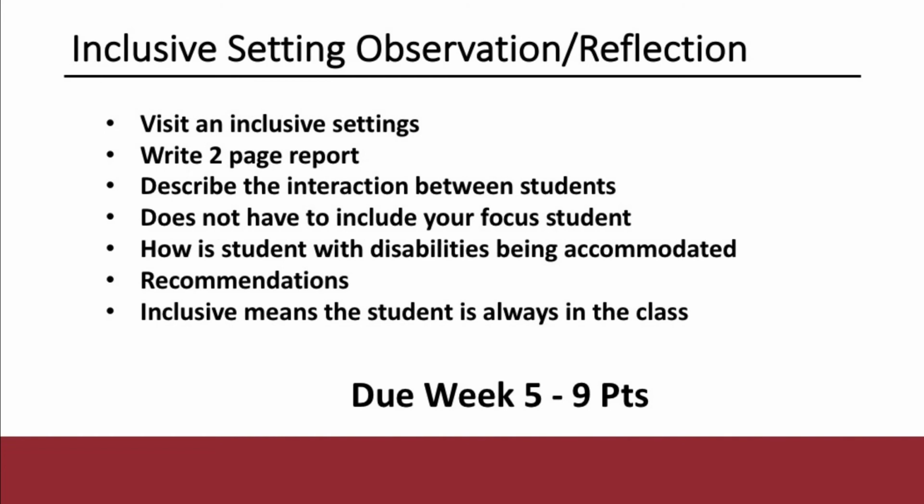Describe it. Describe the interaction between your focus student or other students that do not have a disability with those who do. Actually, this observation does not have to include your focus student. It would be great if it did, but it's not limited to that. It just has to have some students who would be considered to have a moderate to severe disability and children who do not. How is that student with disabilities being accommodated in this environment, and is there any other recommendations that you would provide?